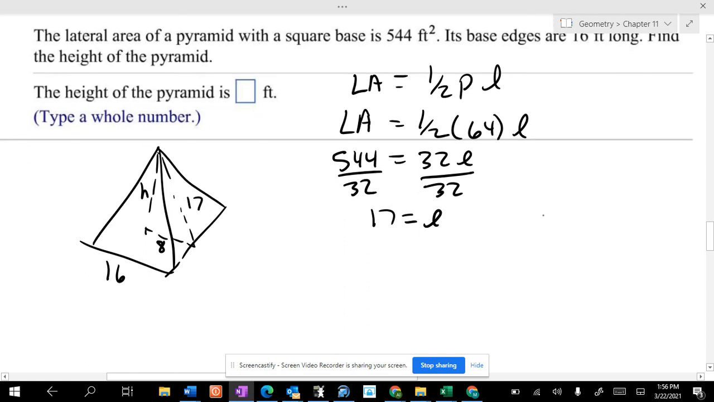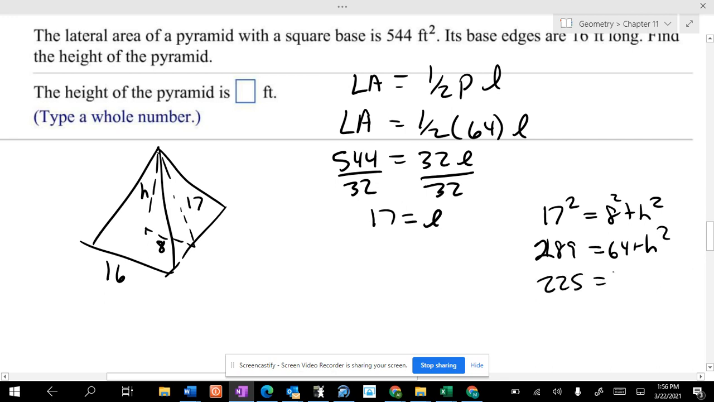So 17 squared is equal to 8 squared plus the height squared. So 289 equals 64 plus the height squared. So 225 equals height squared. So the height equals 15.